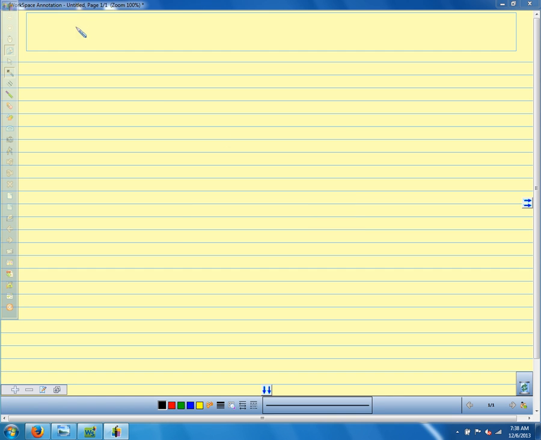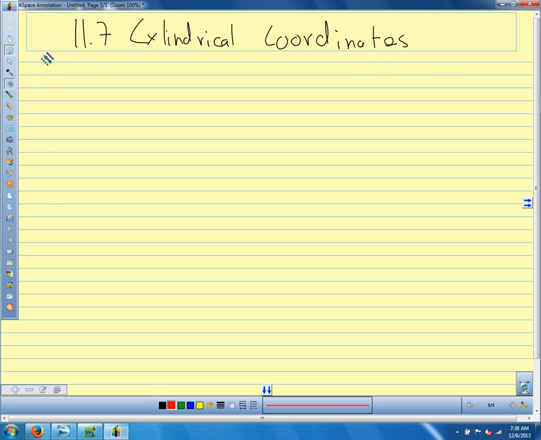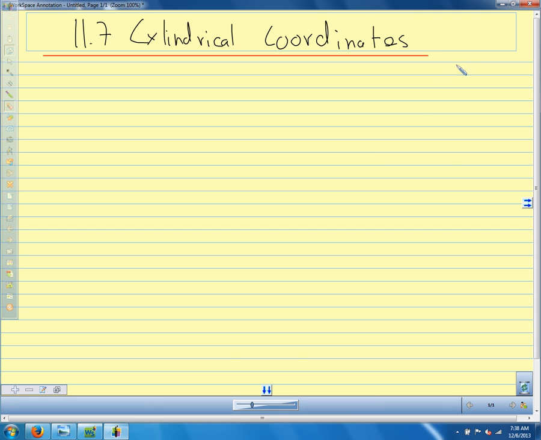All right, so we're in section 11.7. We're going to talk about a new coordinate system today. I think cylindrical coordinates will become our second favorite coordinate system, and hopefully rectangular coordinates then follow to third place. And when we talk about spherical coordinates, that will be our favorite coordinate system.